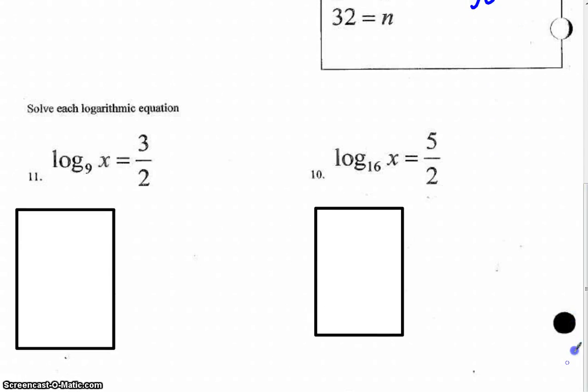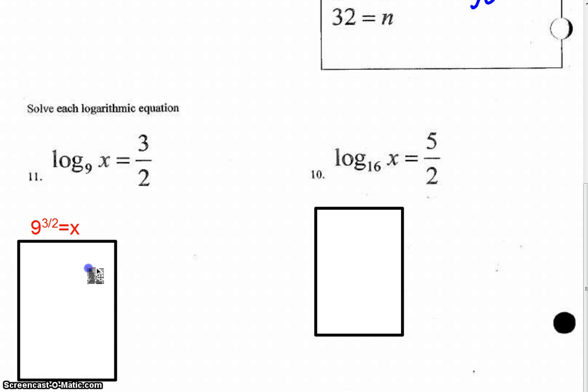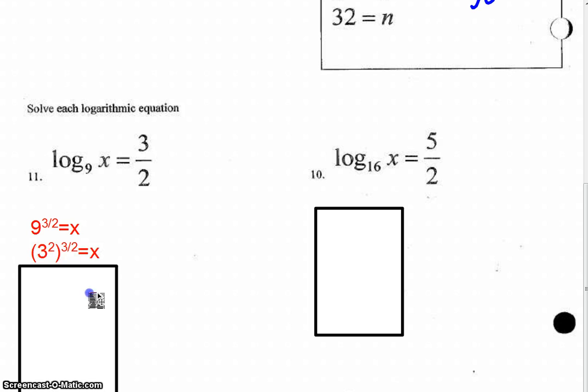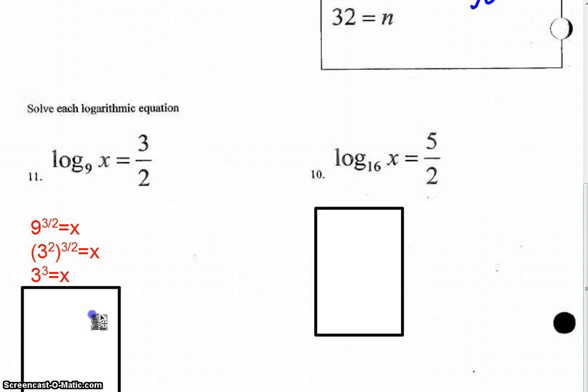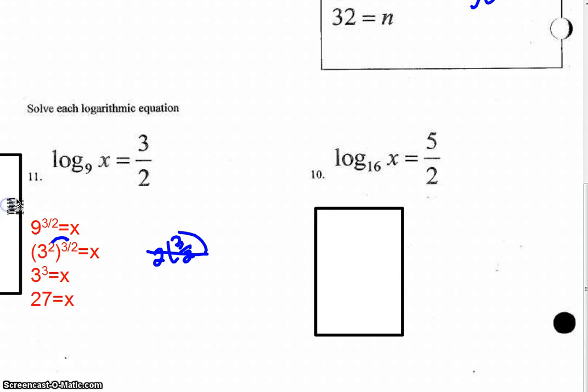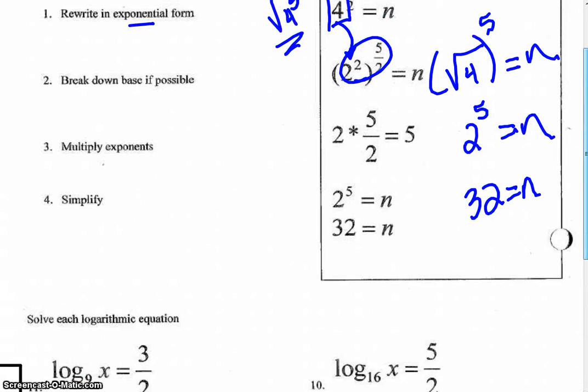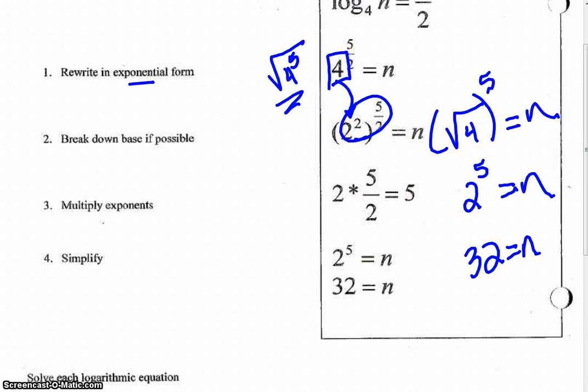Let's look at some down here. You're going to rewrite it in exponential, and this becomes 9 to the 3 halves is equal to x. You're going to break your base down, and it's 3 squared to the 3 halves is equal to x. And so then they're saying this becomes 3 to the 3rd, and where it's coming from is that when you multiply a power to a power, 2 times 3 over 2, your 2's cancel, and that's where the 3 is. So then 3 to the 3rd is equal to 27, okay?